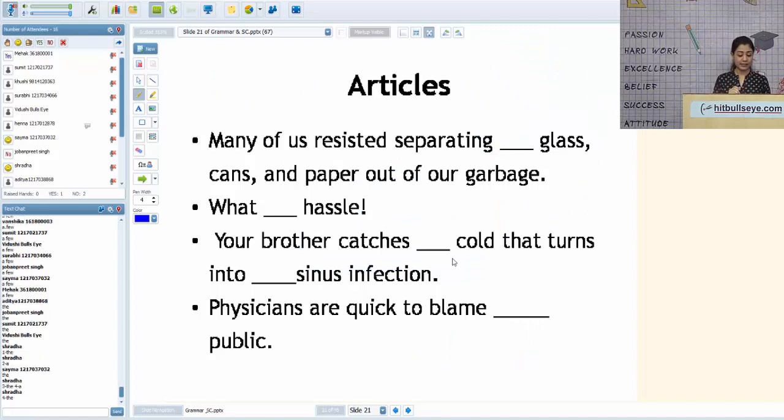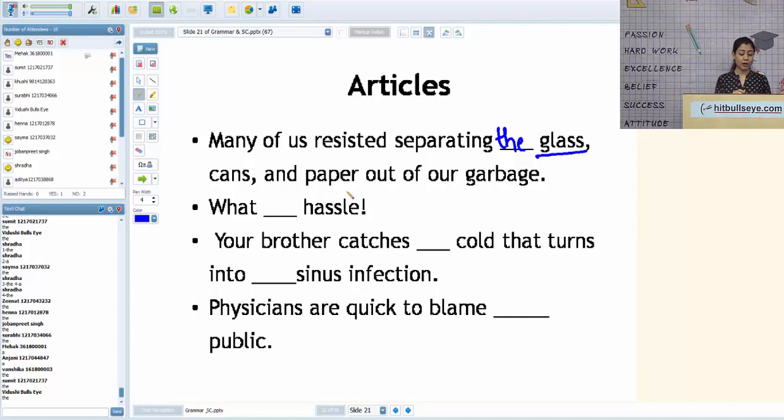What do you guys think would fit in the first one? Many of us resisted separating the glass, cans and paper out of our garbage. Remember, the talks about specificity, a talks about general. Yes, most of you are correct. We are going to use the, because I have identified and specifically told that I am separating these three things.